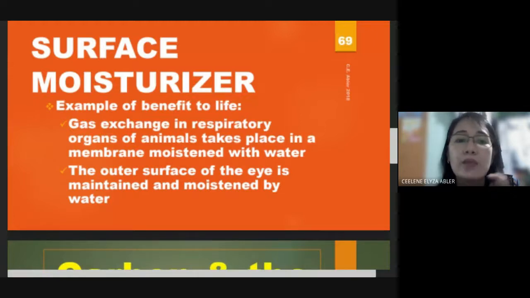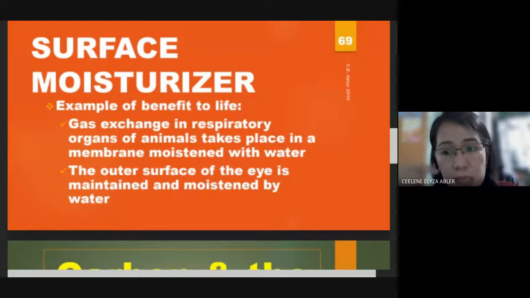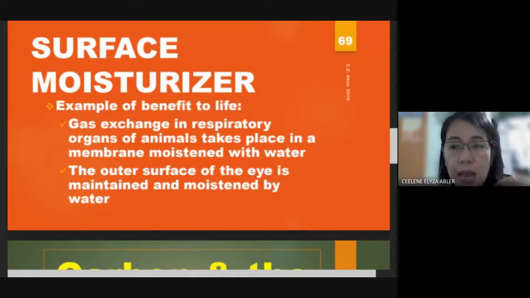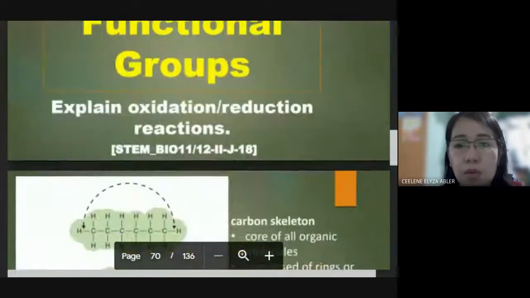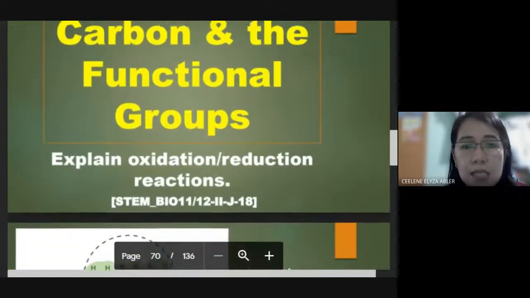Okay? And next, we have the ones that we use to moisten our eyes. That's why we need to blink frequently, so our eyes don't dry out. So we have the lacrimal glands that secrete a watery substance that helps lubricate our eyes to protect them, especially the sclera. Okay? So it is moistened by water.